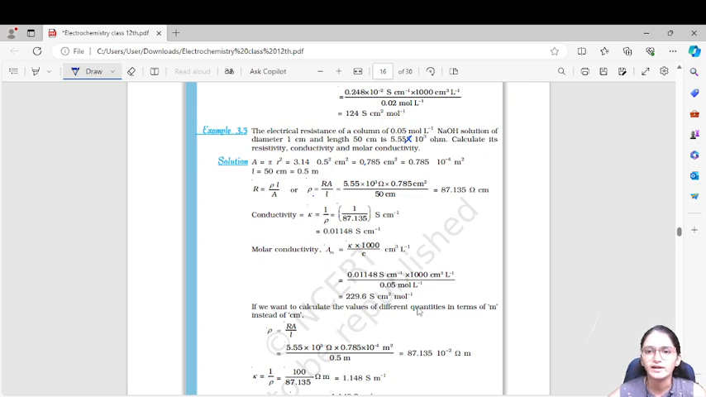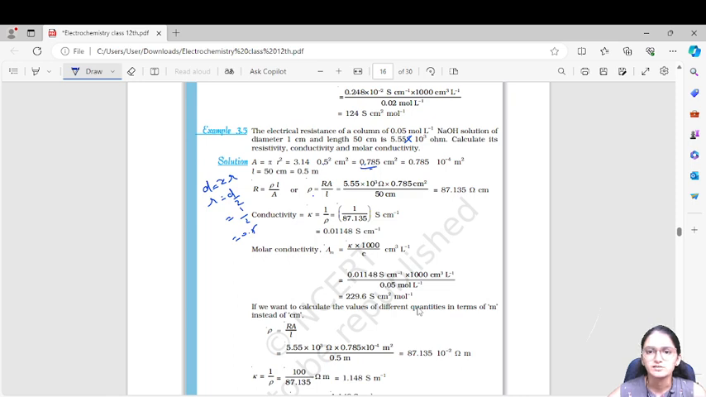A value is not directly given, but we know the formula, that is A is equal to pi r square. Here the diameter is given, so diameter means what? Diameter is equal to 2r, right? So r is equal to d by 2. So diameter is 1, divided by 2 is 0.5. So that's why 0.5 is taken over here, and the value for area is 0.785 centimeter square.